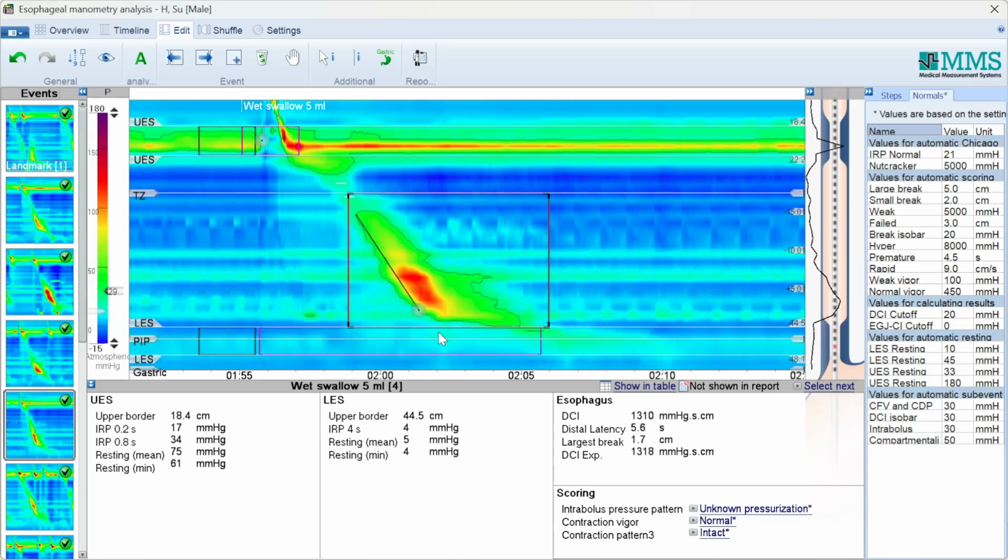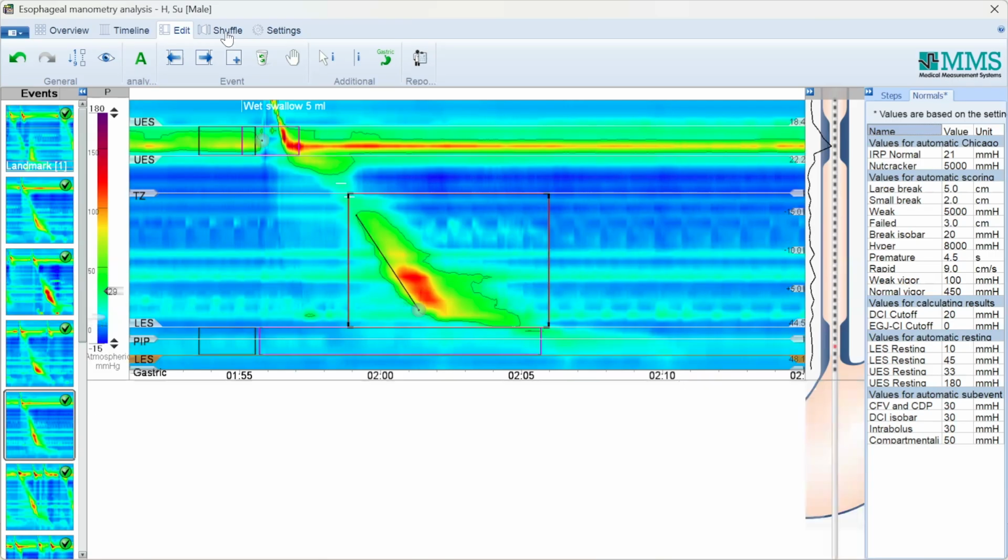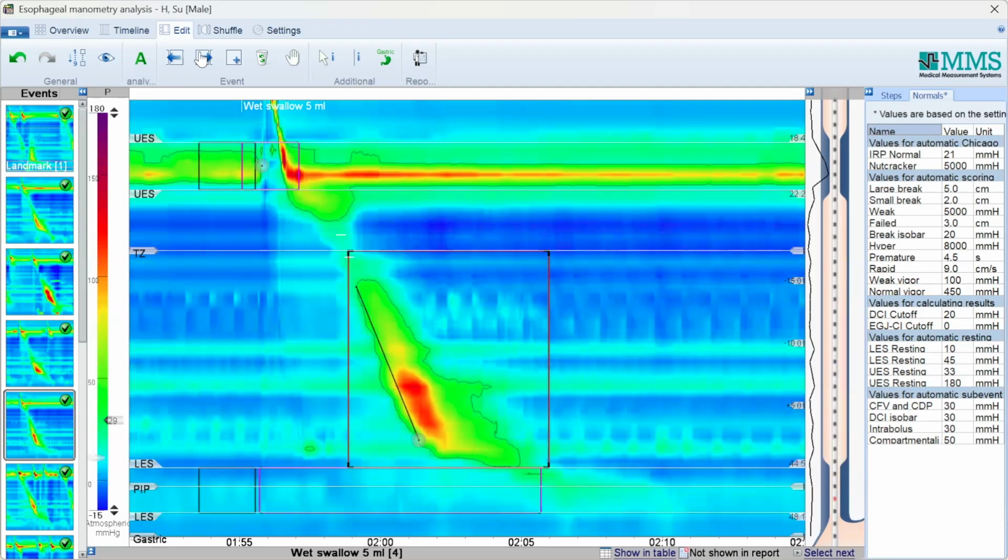So now we have IRP, we have DCI, and we have distal latency, DL. Very good. Would you say that these are the three most important values that we should pay attention to, or are there other values that we should be focusing on that may change the diagnosis altogether?